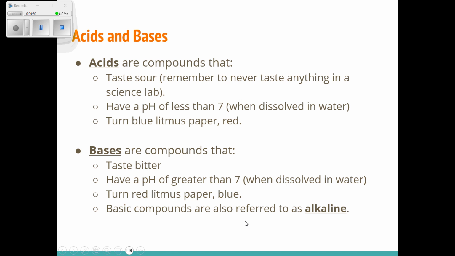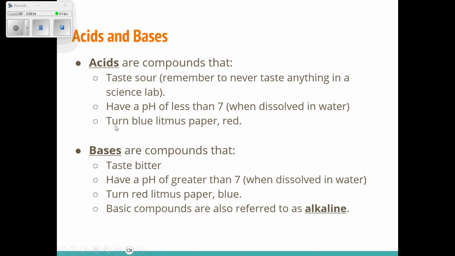So let's look at acids. Acids are something that taste sour, and they have a pH less than 7. So pH is a measurement of how acidic or basic something is, and it's a scale of 0 to 14. Anything that is neutral will be 7. If it's less than 7, we have an acid, and if it is more than 7, we have a base.